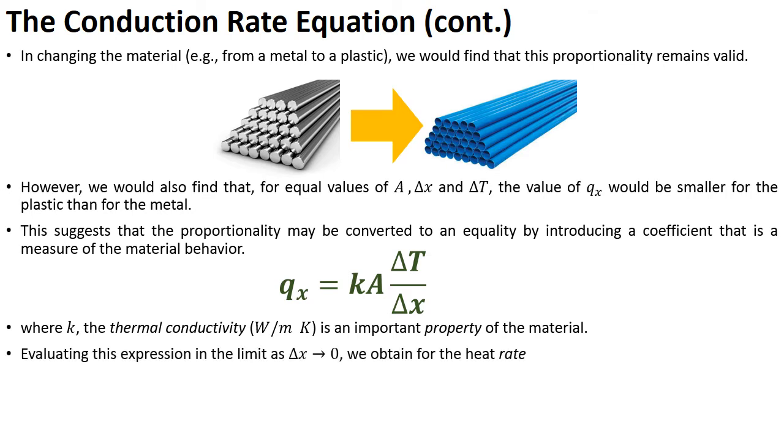This equation can be converted into a differential equation. If delta x tends to 0, then we can write qx equal to minus kA dT over dx. Here the minus sign is introduced because it shows that heat always flows in the direction of decreasing temperature. This equation is known as the conduction rate equation or Fourier's law of heat transfer.